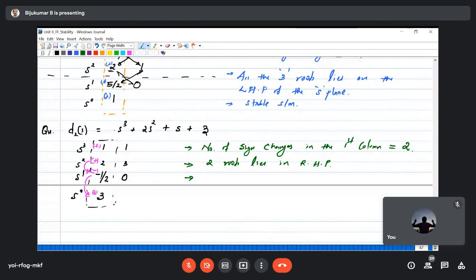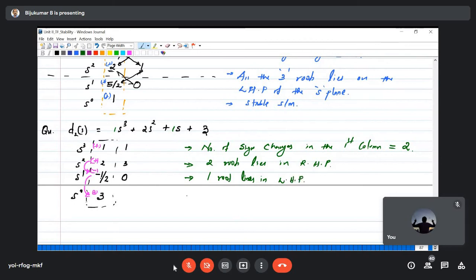You just see the constants. Is there any zero constant in this? Because here it is 1, 2, here is 1, 3, right? All the S powers have constants. If there is any zero constant, we can say that some poles are on the j omega axis. We have only one pole and there is no zero constant, right? So that means one root lies in LHP.